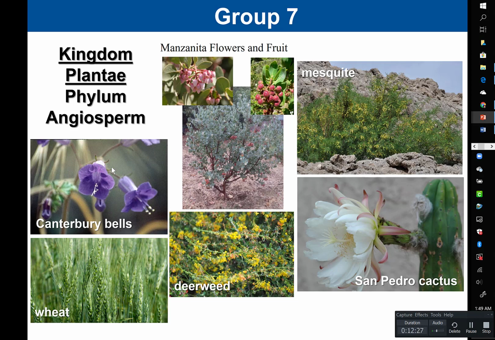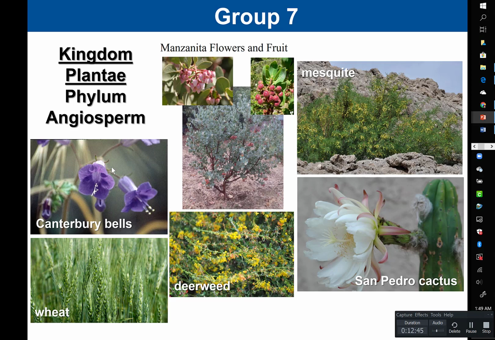So for our angiosperms, these are vascular. They do grow tall. They are seed-producing plants, but their shared characteristic, what makes them distinct from the other groups, is that they produce flowers and a fruit surrounding the seeds.